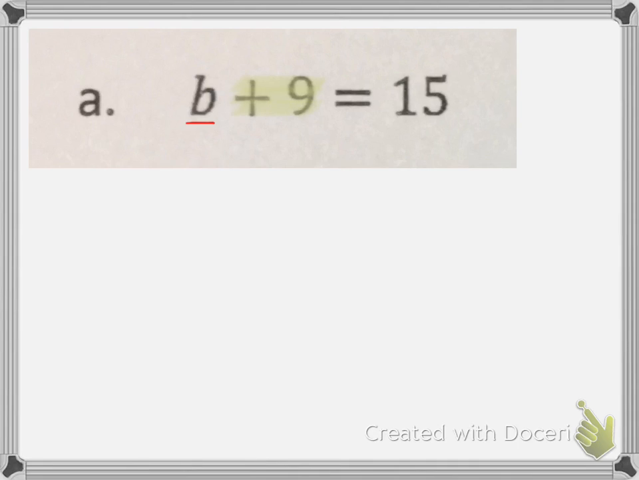Isn't it that plus 9 that's causing a problem? If that plus 9 wasn't there, wouldn't B be isolated? Wouldn't B be all alone by itself in a room under a hot lamp? Yeah, I think it would. So we need to get rid of that plus 9.